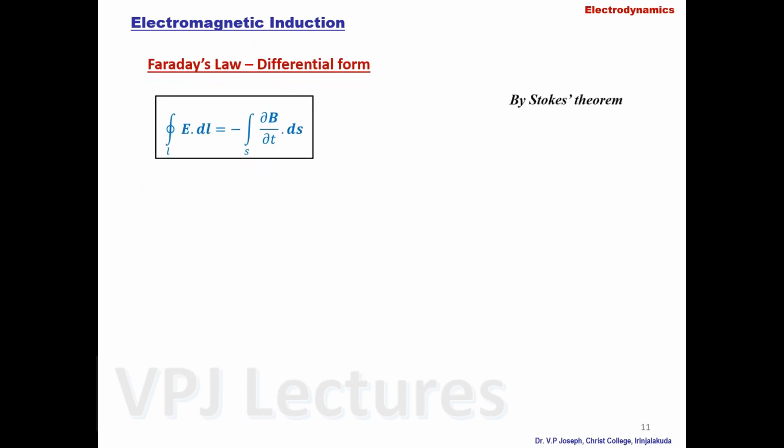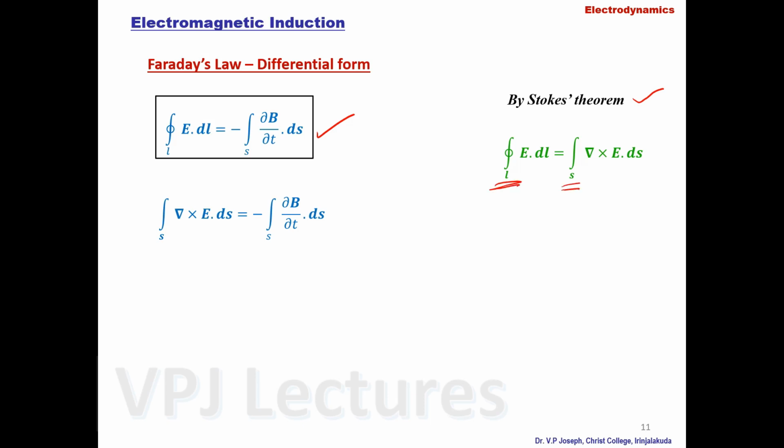Now we can derive the differential form of Faraday's law. Starting with the integral form, that is, the line integral of E dot dl is equal to minus the surface integral of dB by dt dot ds. In order to get the differential form or point form, we make use of Stokes theorem. Stokes theorem is for converting a line integral into a surface integral.